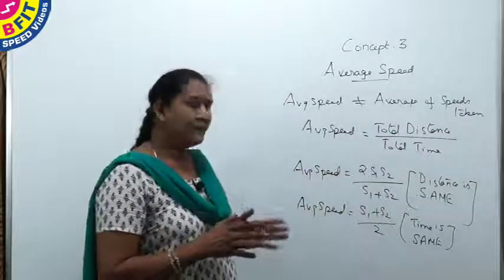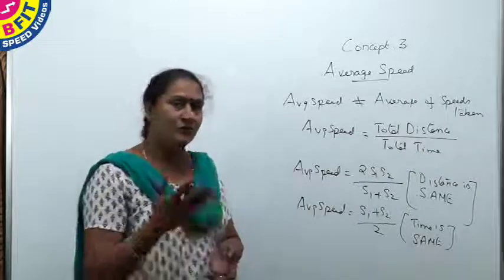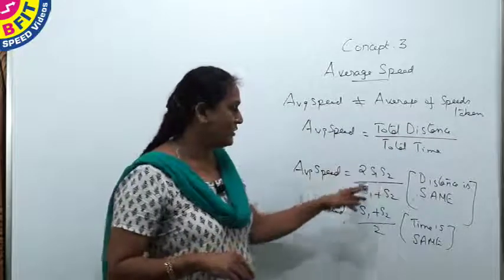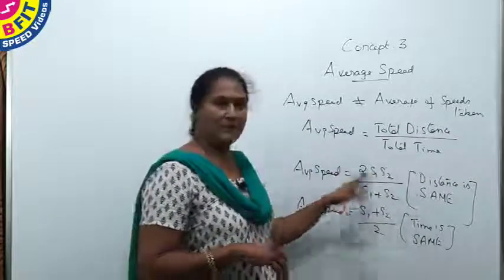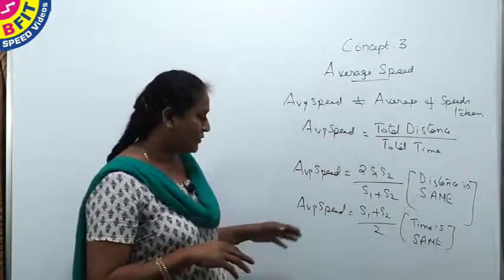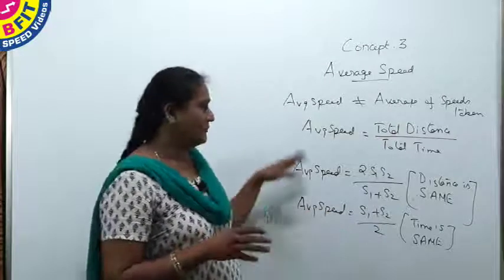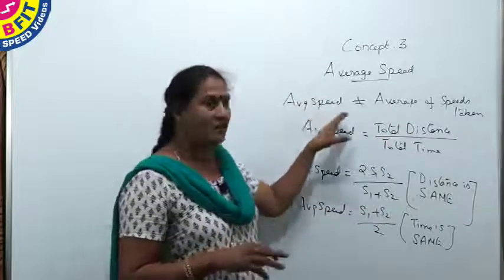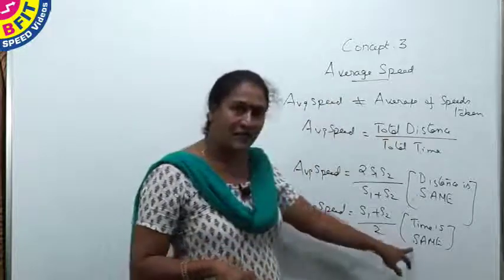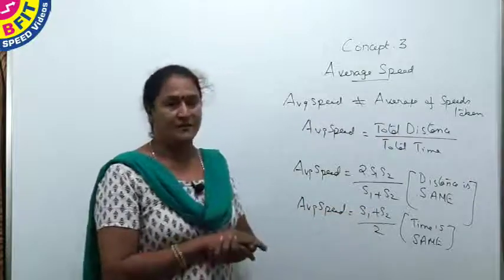But whenever the distance covered is same, so when the distance is given also, no need to use that. So you can find the average speed just by using 2 S1 S2 by S1 plus S2, and whenever time taken is same, then you can find the average of the given speed. But normally average speed is not the average of speeds taken, but whenever time taken is same, you can find the average of the given speeds.